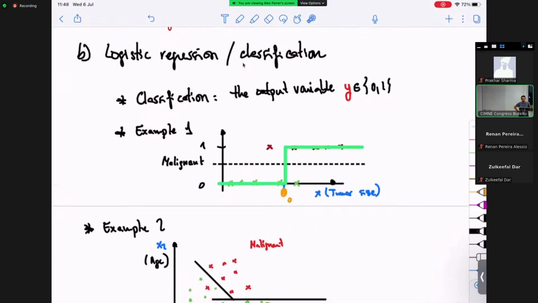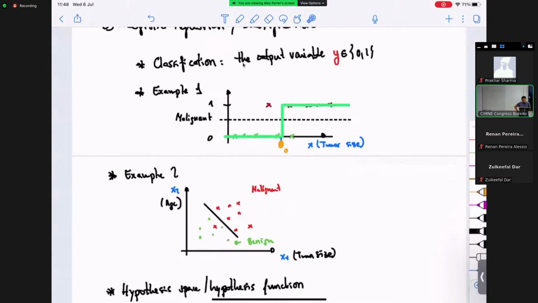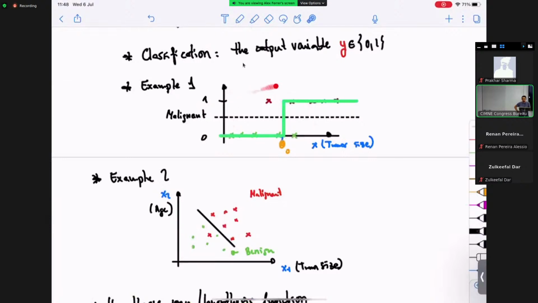And then, after linear regression and polynomial regression, we moved to logistic regression. The first example we saw was to classify data, tumor size, malignant or benign. But the big difference is y equal to 0 or 1. This was the case of 1 class, 0 or 1. Today we will see multi-classification.